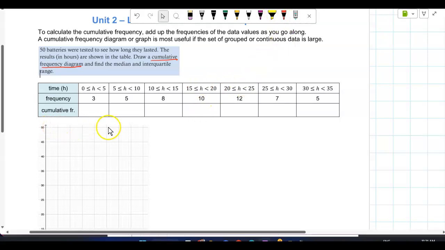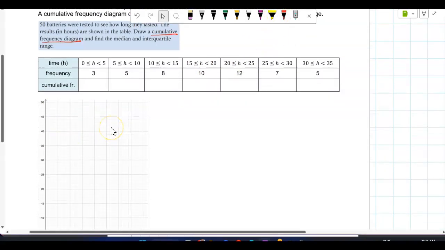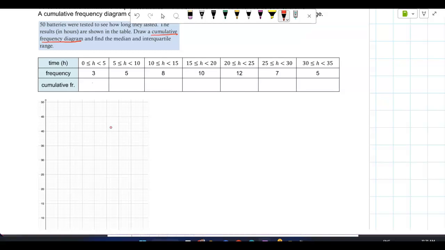So how do you find the cumulative frequency? You start with 3 plus 5, that's 8. 8 plus 8 is 16. 16 plus 10 is 26. 26 plus 12 is 38. 38 plus 7 is 45. 45 plus 5 is 50.